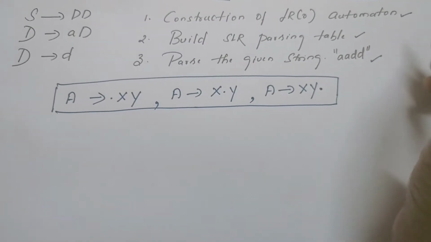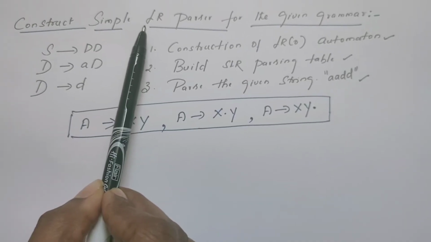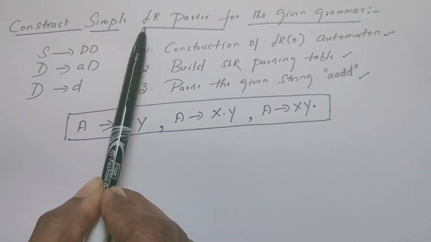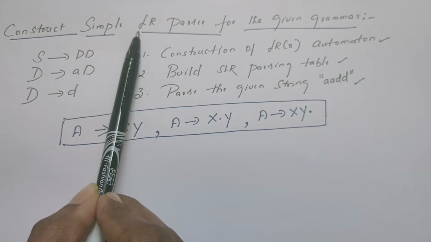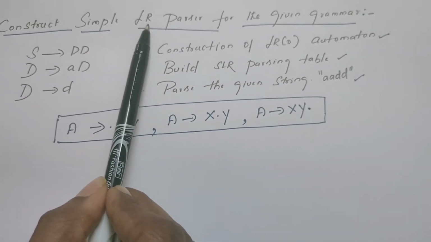Before that, let us recollect what an LR parser is. LR parser is one of the bottom-up parsers. The first L stands for left to right scan and R means rightmost derivation, that too in reverse order.